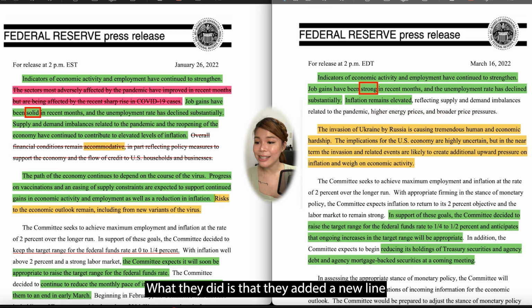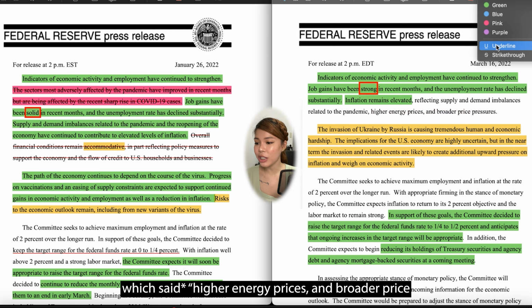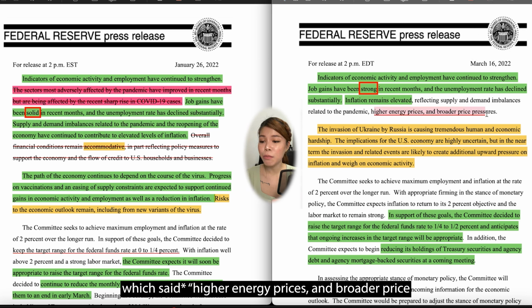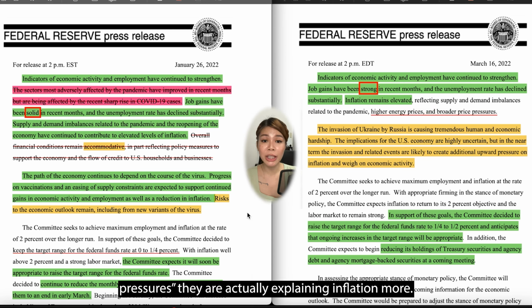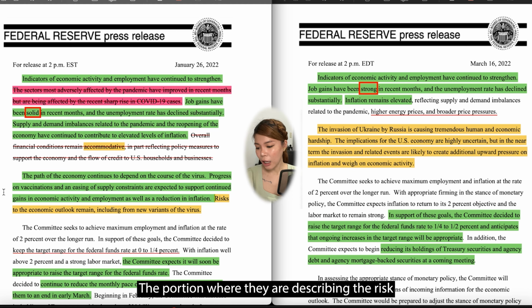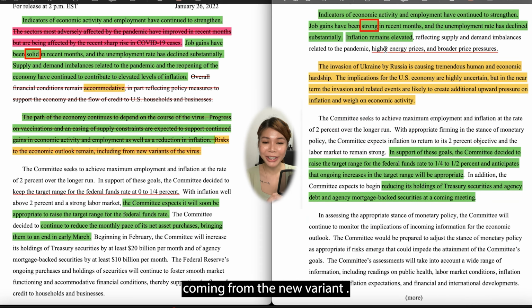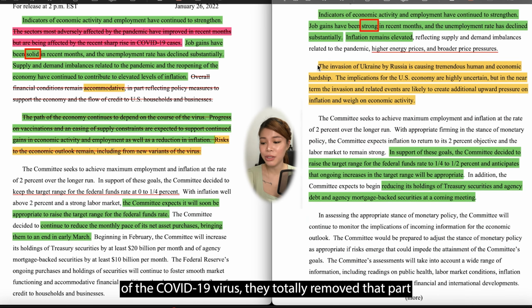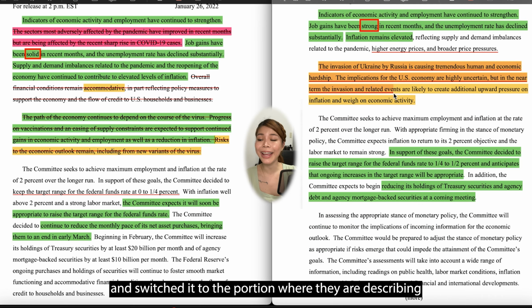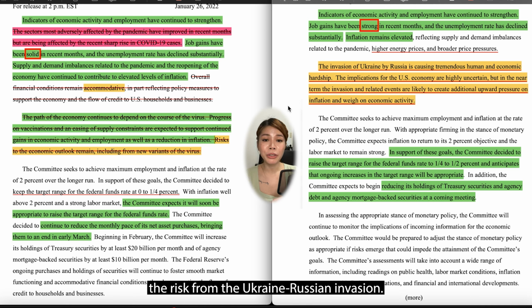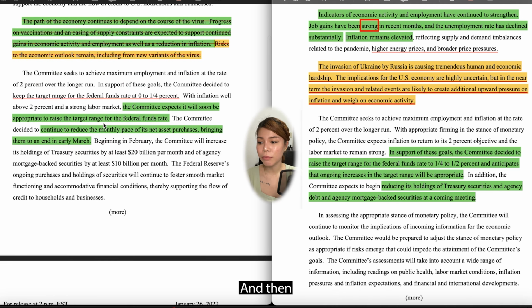What they did is they added a new line, which is higher energy prices and broader price pressures. They are actually explaining inflation more. And then the portion where they are describing the risk about the new variant of the COVID-19 virus, they totally removed that part and switched it to the portion where they are describing the risk from the Ukraine-Russian invasion.